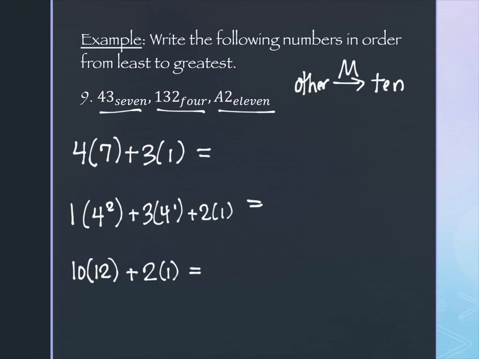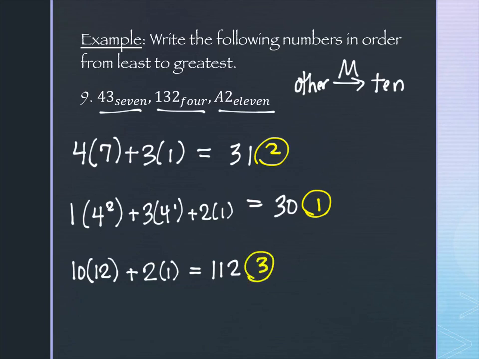So calculate each of these individually. The first one is the number 31. The second one is actually the number 30. And then the last one is the number 112. So this one says least to greatest. So the least is this one. The second one would be here, and the third one would be here. But I'm not going to really write down 30 is less than 31 is less than 112. I need to represent them with their original form.